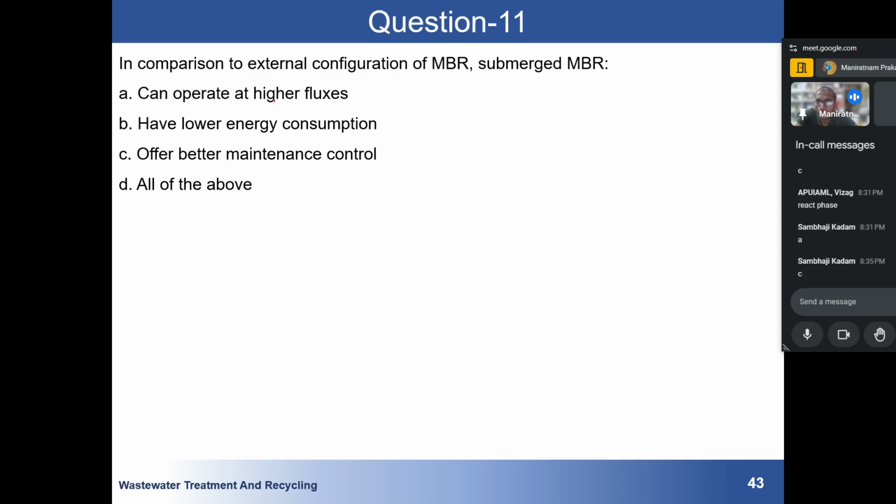In comparison to the external configuration of MBR, submerged MBR can operate at higher flux, have lower energy consumption, offer better maintenance control, or all of the above. There are two ways of fixing this MBR. One MBR is always submerged in wastewater, and another MBR is external, with some other mechanism, meaning it is not directly involved with the wastewater. So which of the following is good?